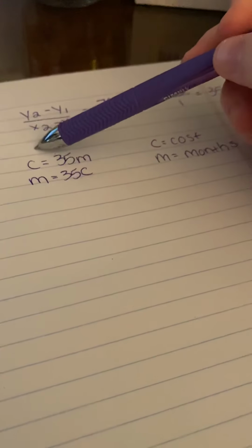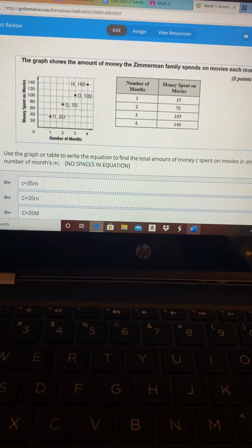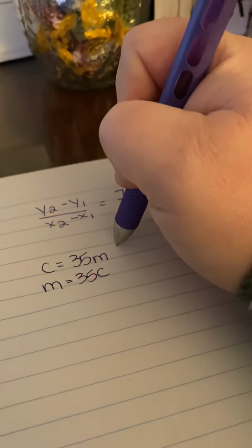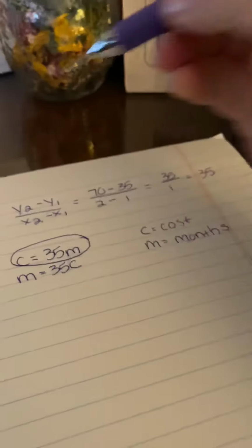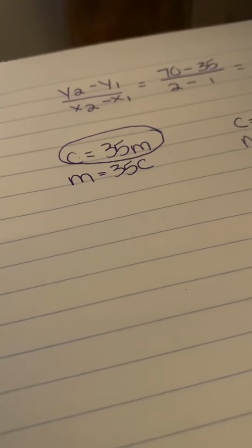So are we looking for the total cost, or are we looking for the total months? Well, our question says, find the total amount of money. So we know that the money is the equation that we're looking for. We're looking for that total cost of C. So what this equation says is $35 times the amount of months that they go to see a movie is going to give you the total cost that they spent. So that's how we would find it using the graph.